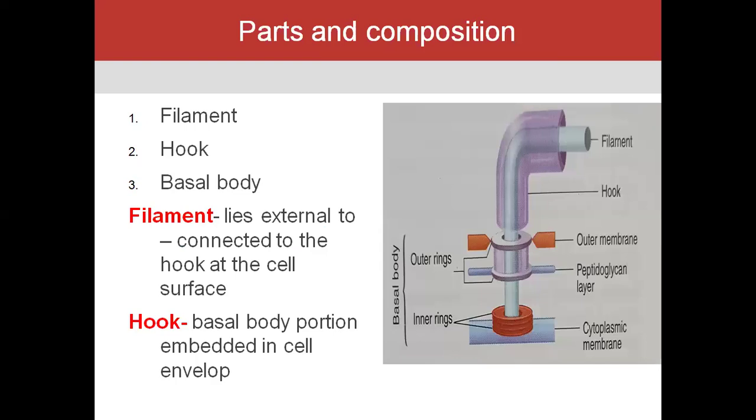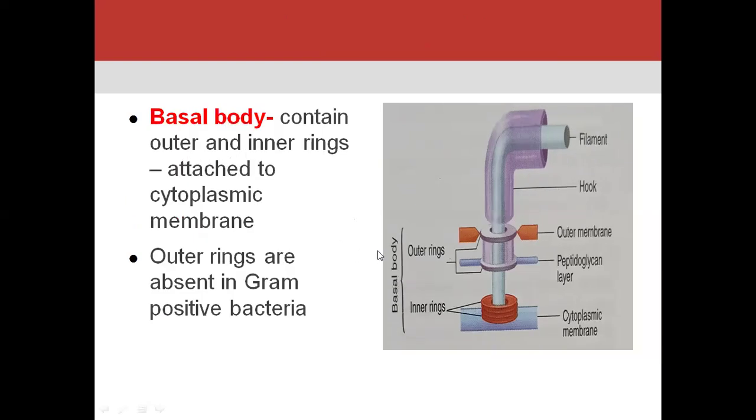If you see the parts and composition, each flagellum consists of three parts. The first is the filament, the second is the hook, and the third is the basal body. The filament lies external to the cell, and it is connected to the hook at the cell surface. The second is the hook. The hook's basal portion is embedded in the cell envelope. Next, the basal body consists of outer and inner rings. These are attached to the cytoplasmic membrane. The outer rings are absent in gram-positive bacteria.